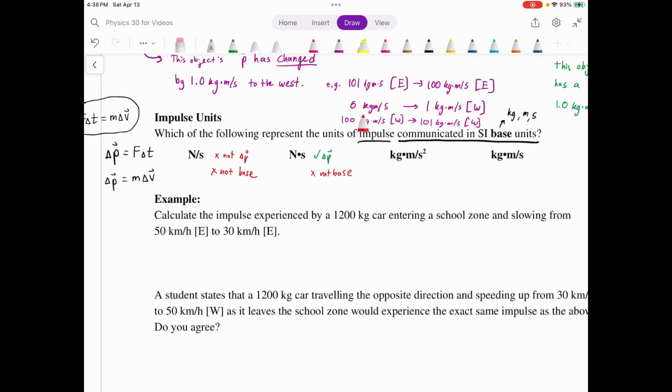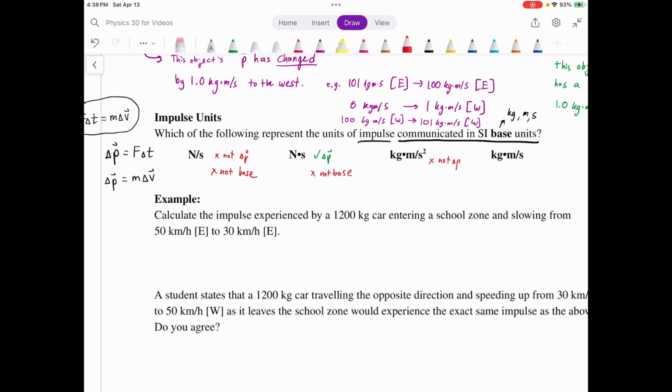Kilograms times meters per second squared. Well, no, that's a newton, right? That's mass times acceleration. That's not mass times a change in velocity, right? Velocity is measured in meters per second. So no, this is not impulse.